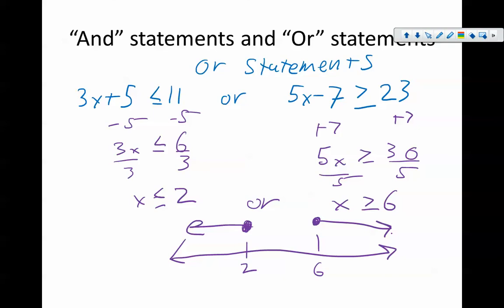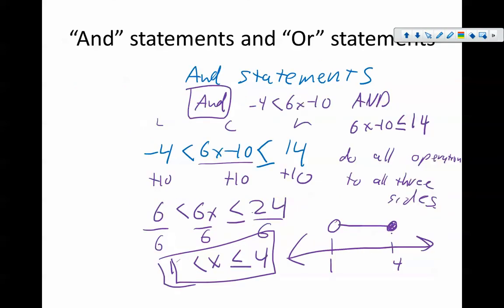In the next section, in 1.7, I forgot what number this was. In 1.7, you're going to need to be able to do and or statements. In fact, you're going to need to be able to tell the difference between them when we're looking at an absolute value. So it is very important that you get down and solid on these.